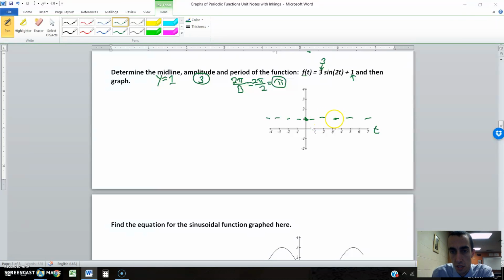So remember with a sine graph, the sine graph goes up, hits the midline, goes down, and back up. Now it hits the midline halfway into the period. So then we ask ourselves, where is this going to hit the midline again? It's going to hit it halfway in between 0 and 3.14. So that's about 1.57 right here.